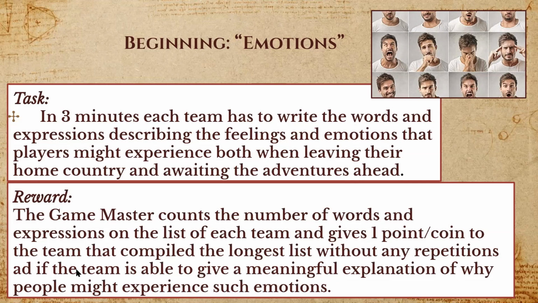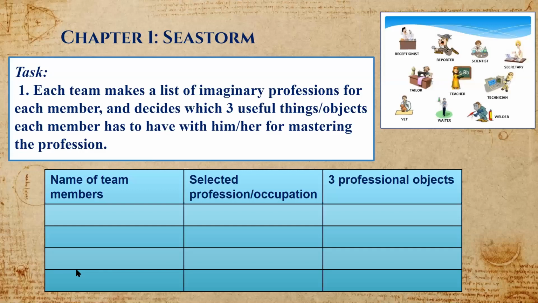Okay, another chapter is chapter 1, Sea Storm. So you move from the beginning to the next chapter. The task is that each team will have to make a list of imaginary professions for each member, and they have to decide which useful things or objects each member has to have with him or her for mastering the profession in a new world.